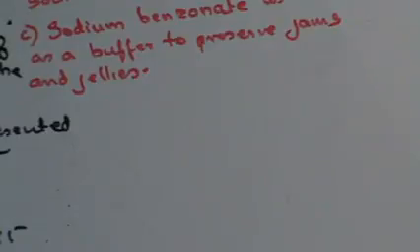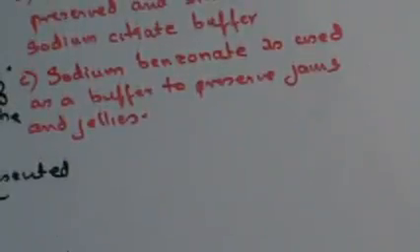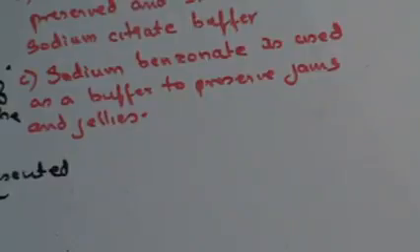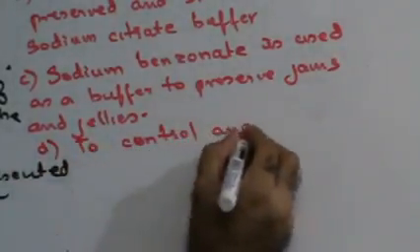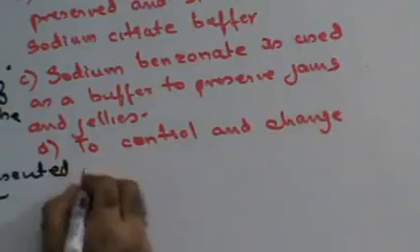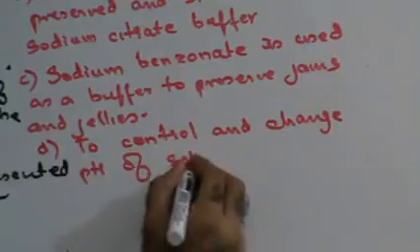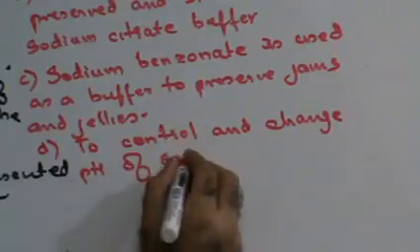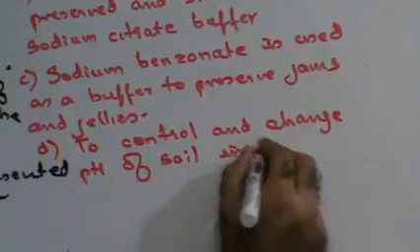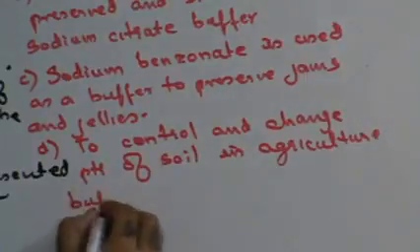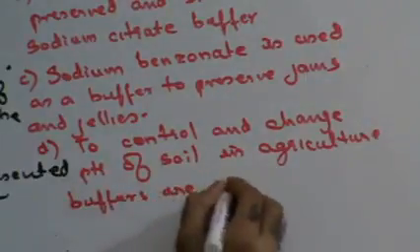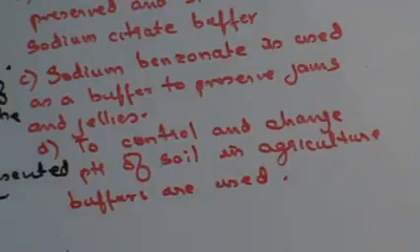And you could also say that to control the change in pH of the soil in agriculture, buffers are used. Those are your applications of buffers. Fine, do we understand this? Next, let's move on to something else.